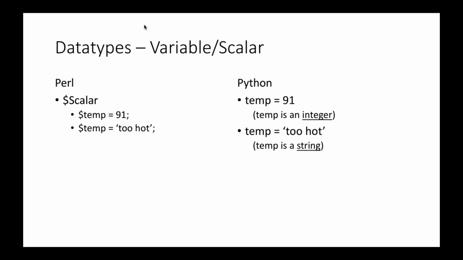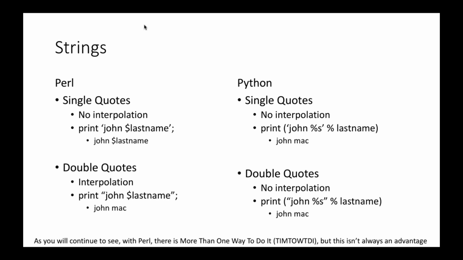Python will see 91 for temp, and it's going to know it's an integer from that point on. And so it'll keep track of that for you and help you in the program. If you try to do something wrong, it'll catch that for you. Versus Perl probably won't catch that. It'll let you do whatever you want. And so the second one is a string there. On the strings, they're important even if they're just single values.